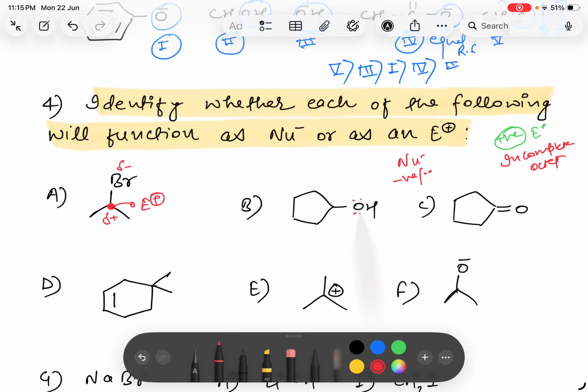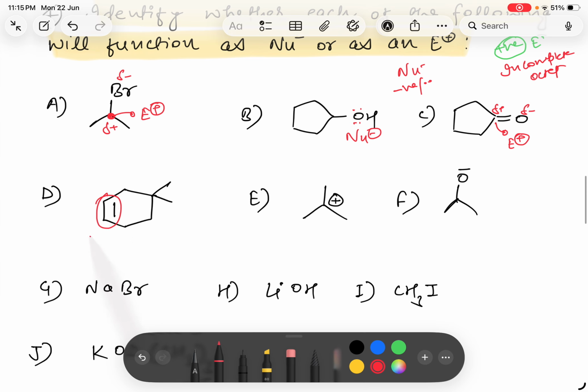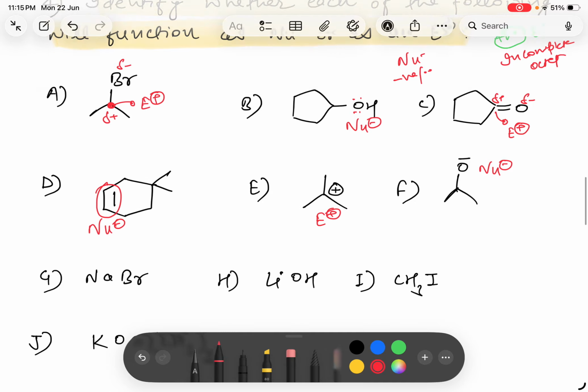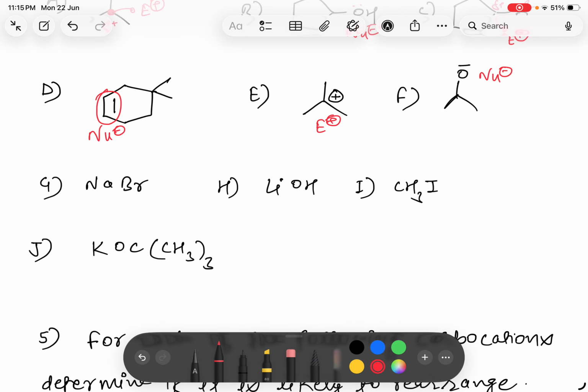Now here oxygen has the lone pair, so this is a nucleophile. Now the CO bond, this is delta negative, this is delta positive, so this carbon would act as an electrophile. Here a double bond is always the nucleophile. Here a carbocation is always an electrophile. This is O minus, again a nucleophile, because negative charge and lone pair can act as a nucleophile. Sodium is plus, Br is minus, so this minus means nucleophile. LiOH, again Li plus OH minus, so this would be my nucleophile.